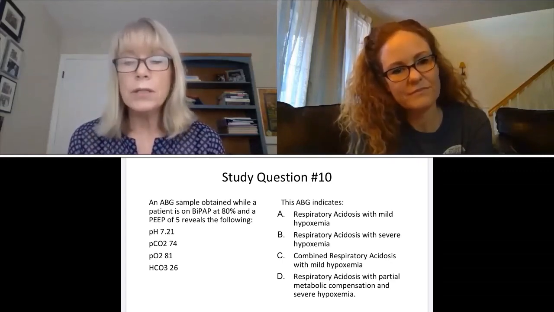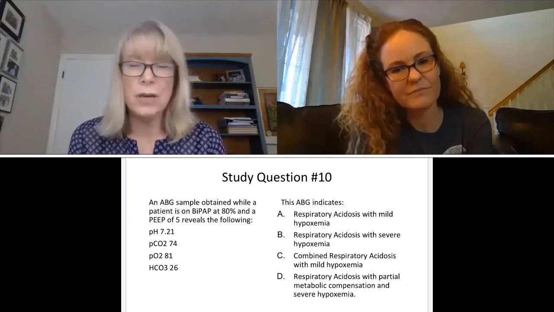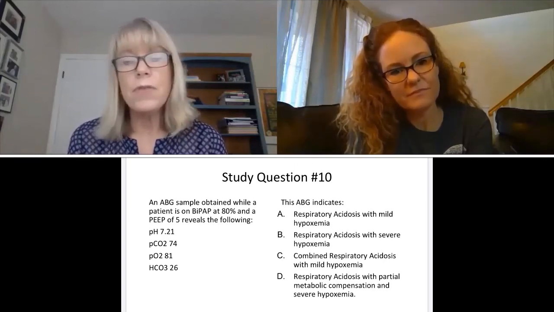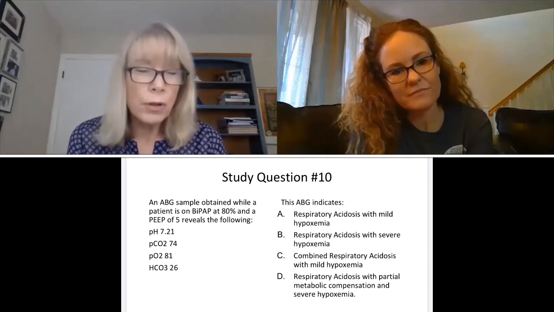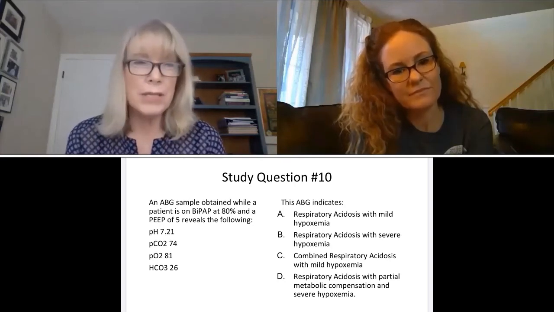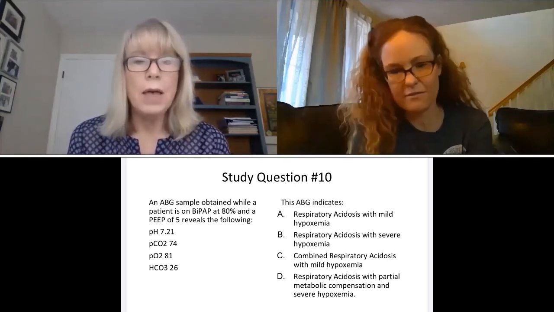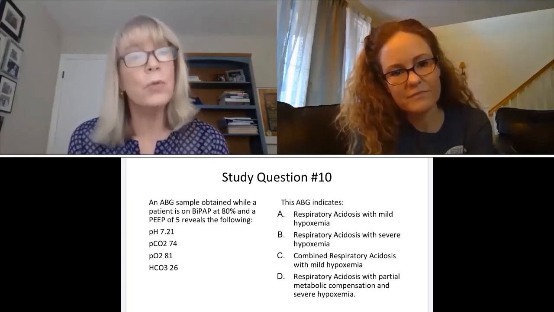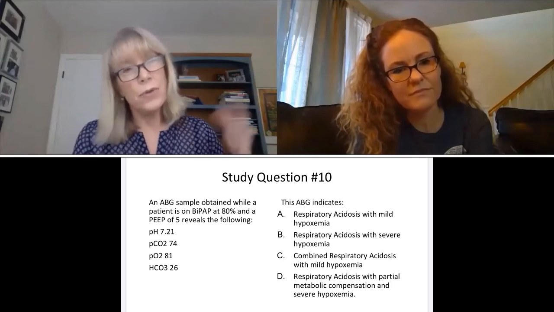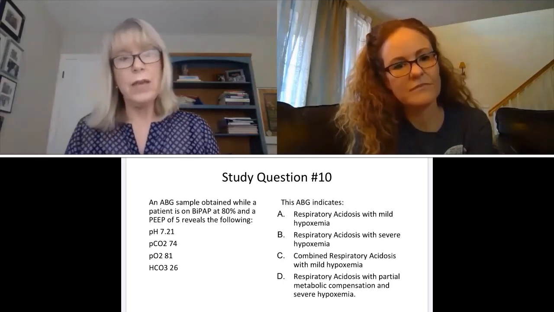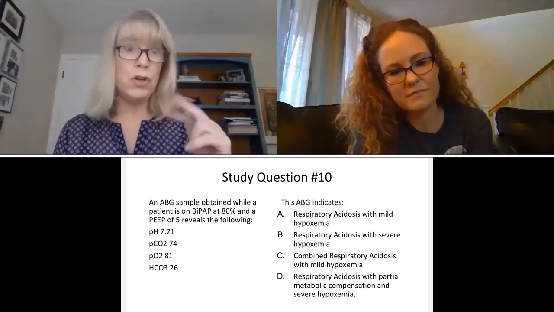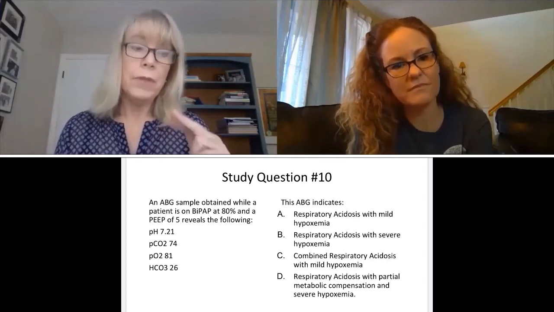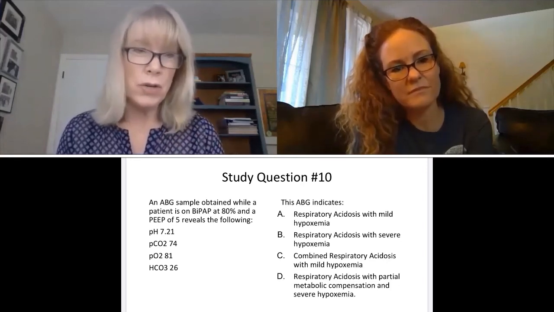So when I look at the two parameters, which is the first thing I always do, if any of the parameters are normal, then there's really no compensation going on there. Also, another important thing is if the pH is in normal range, like 7.35 to 7.45, but both of the parameters are abnormal, then you probably have compensation going on.